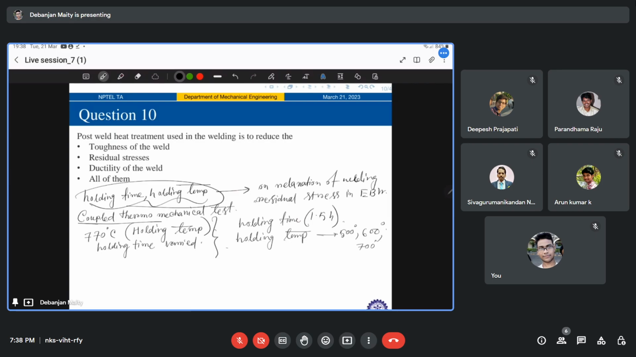So the findings demonstrated that holding time was significant for only up to 2 hours, and no considerable relaxation in the residual stress was observed after that duration. On the contrary, a higher relaxation in the residual stress was observed with the increase in holding temperature, right? What does it indicate? It was indicating that the influence of holding temperature was significantly higher than the holding time.